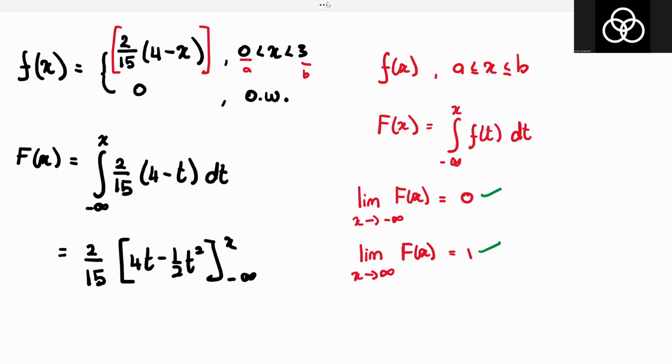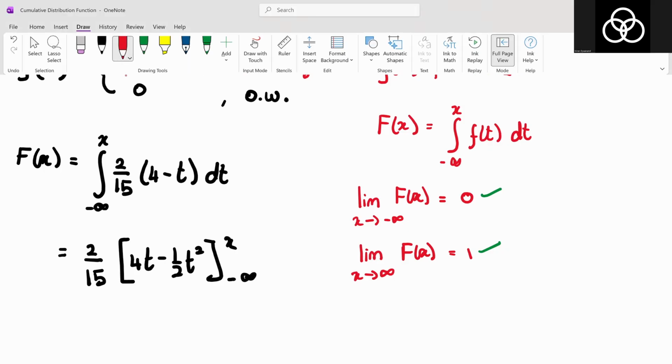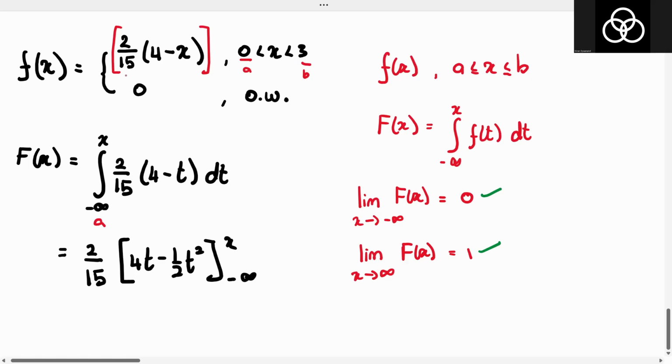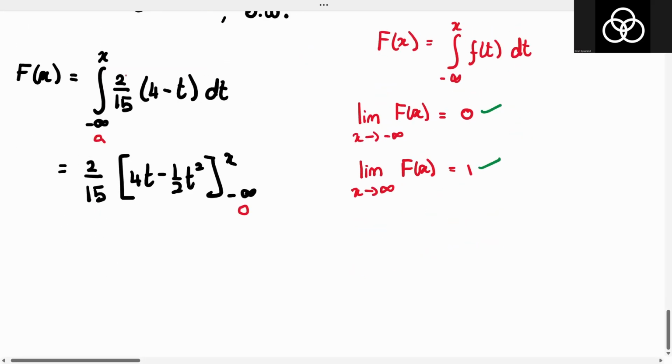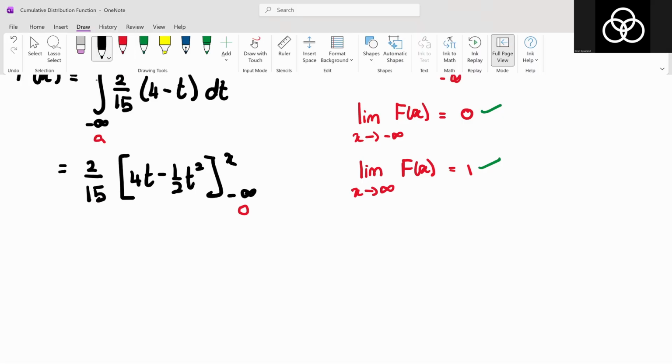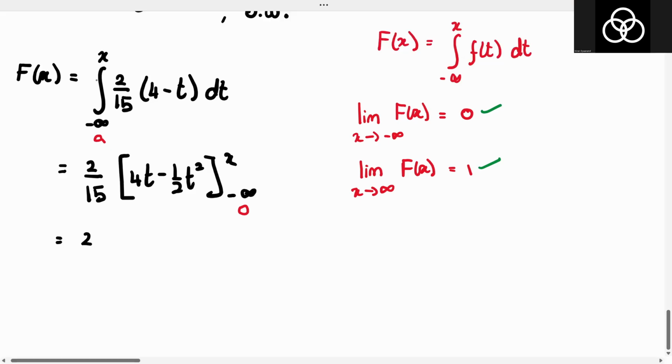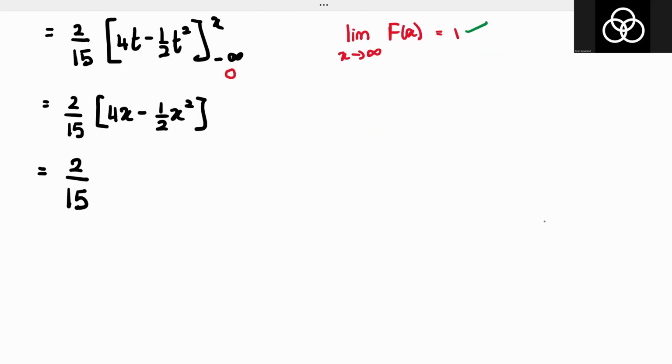I think sometimes in the definition, you will see this being a. So instead of minus infinity it is a. And the reason that works is because in this case, a is 0. So it gives the same effect as minus infinity, right? Because that whole difference is just going to be 0. So it doesn't really change the value, right? So I think here we just get 2 on 15 times 4x minus a half x squared, right? If we take out x, we're left with 4 minus a half x.